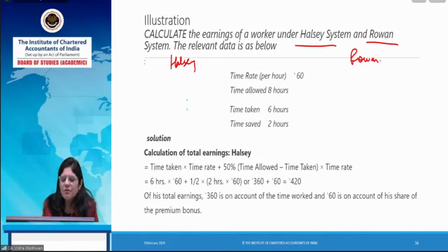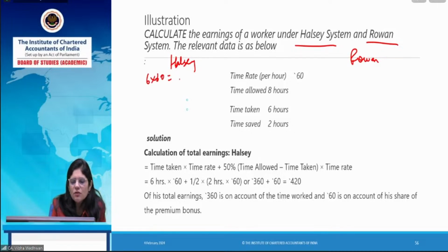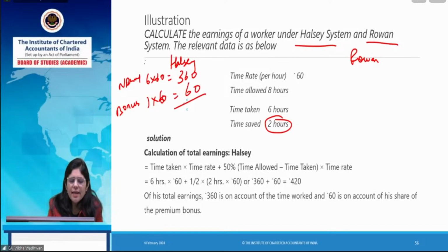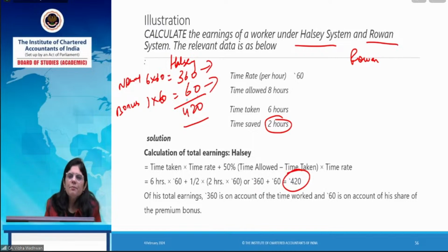First of all, time rate and time taken. Time taken is 6 hours and rate is 60, so the normal wage is 360. This is the normal wages. Now the bonus. Bonus under Halsey is 50% of the time saved. Time saved is 2 hours, so 1 hour, 50% into rate per hour, which is 60. So under Halsey, it is 420. Clear? Under Halsey, it's 420. This is the basic wages and this is the premium bonus part.